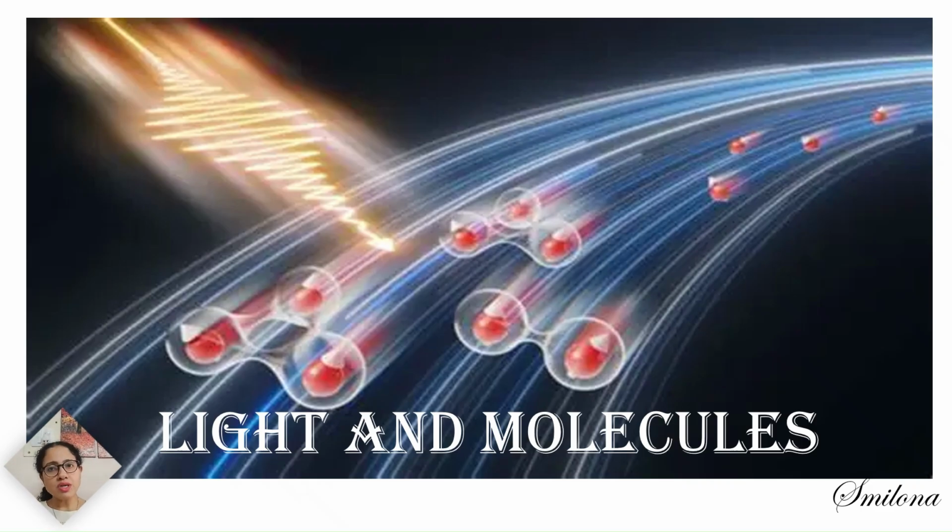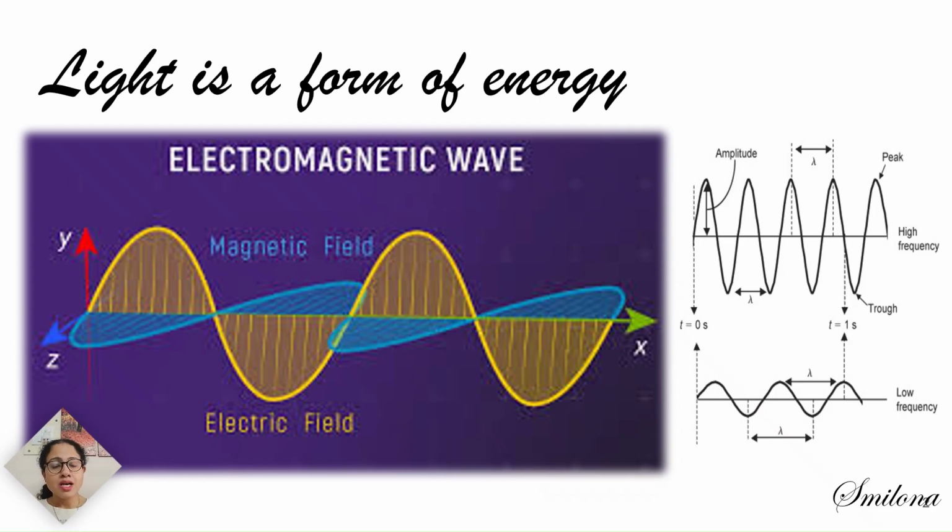Now, before we can look at what light does to a molecule, we have to understand what light is. We have studied since school that light is a form of energy. What type of energy does light contain? Light is an electromagnetic wave which is made up of two different energy fields, the magnetic field and the electric field. And these two fields are perpendicular to each other.